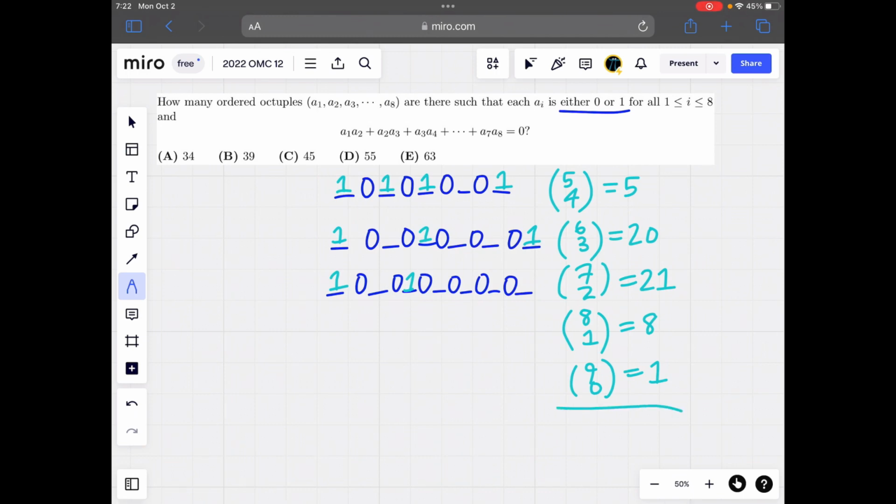So we can sum these up, and that's the number of ordered octuples A1 through A8, such that each Ai is either 0 or 1, and the sum of these 7 products is equal to 0. So that's 5 plus 20, which is 25, plus 21 is 46, plus 8 is 54, plus 1 is 55, and that is equal to answer choice D.